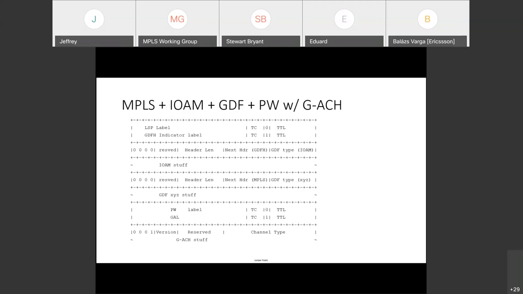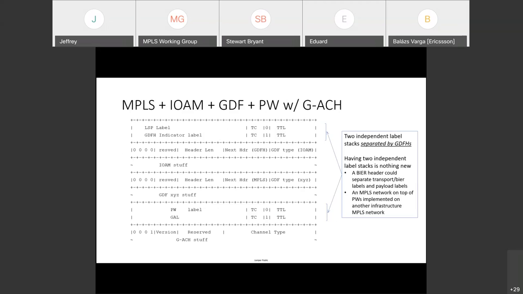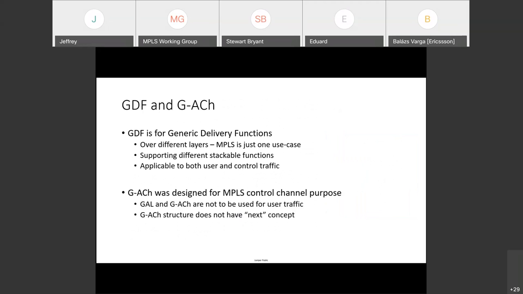This is the example where we can have many things lumped together. We can have IOM, we can have fragmentation, GDF or any GDF, and then followed by a pseudowire, or plus GACH, all those things. And then we talk about how we can use GACH to do GDF, if we extend the GACH to data traffic as well. Currently it's only for OAM traffic. But these are just some other details we can talk about further.